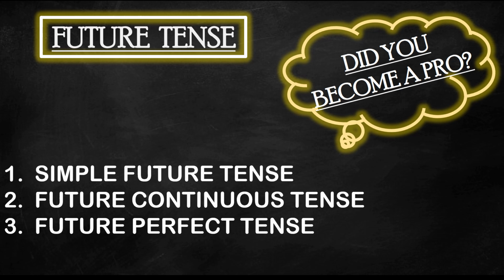Let's quickly recapitulate. We learned the three types of future tense, that is simple future tense, future continuous tense and future perfect tense. I hope by now you've become a future tense pro.